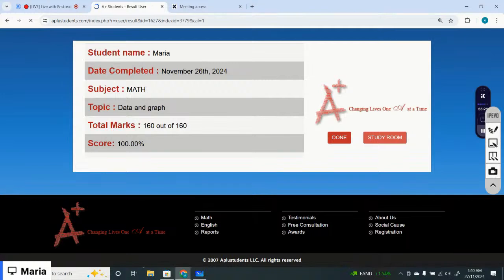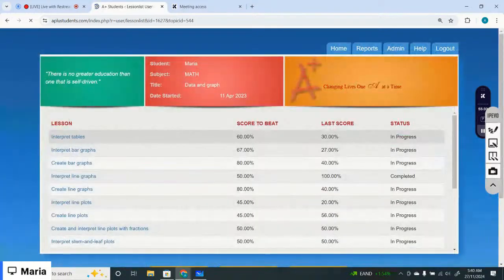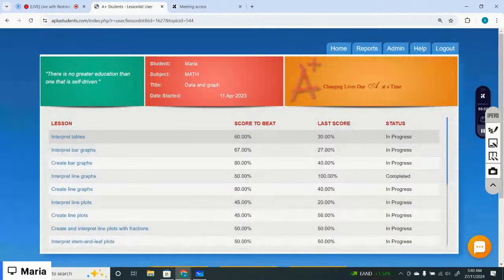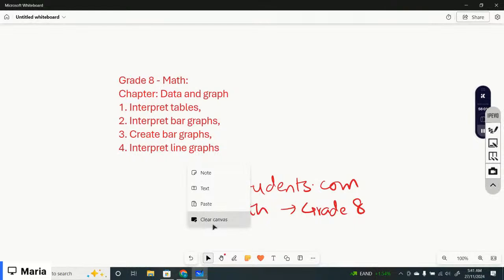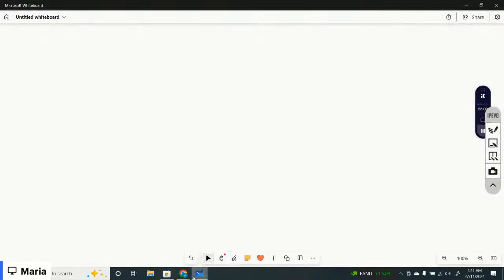Okay, we are done with the lesson. So we were working on grade 8 math. The chapter we were working on is data and graphs. The lessons we have covered today are interpret tables, interpret bar graphs, create bar graphs, and interpret line graphs.